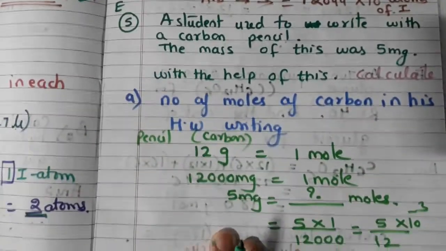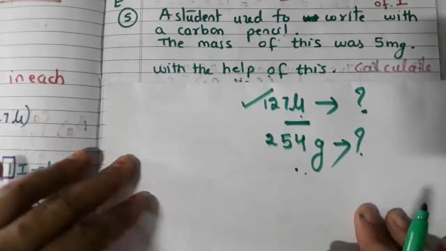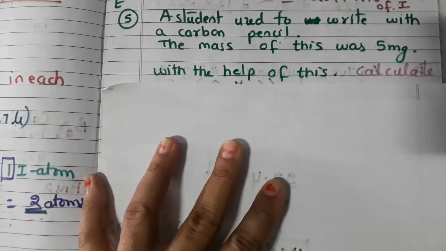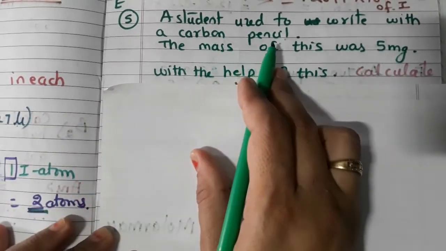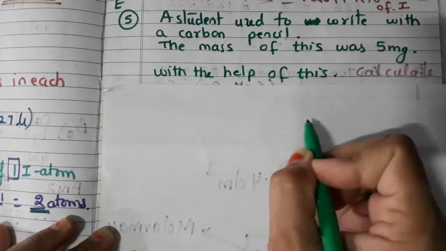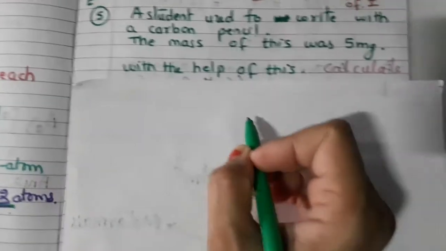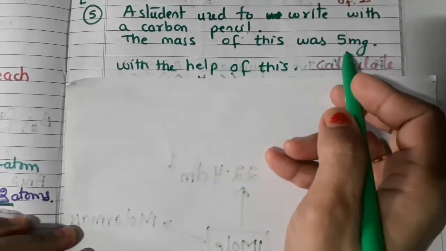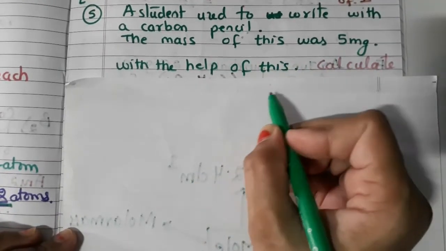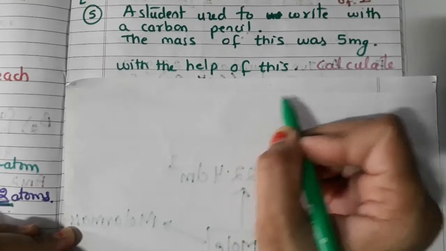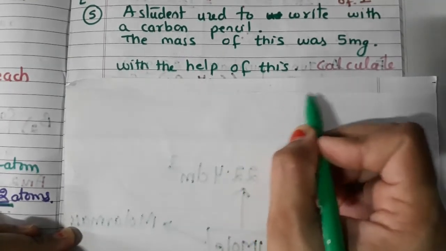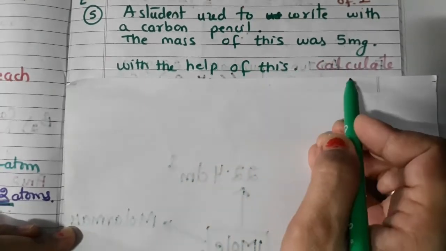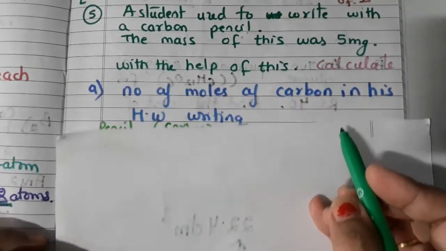Now we move on to the next numerical. A student used to write with a carbon pencil. A child is writing with the carbon pencil, and the mass of that pencil was found to be 5 milligrams, whatever he has written on the piece of paper. With the help of this, calculate.